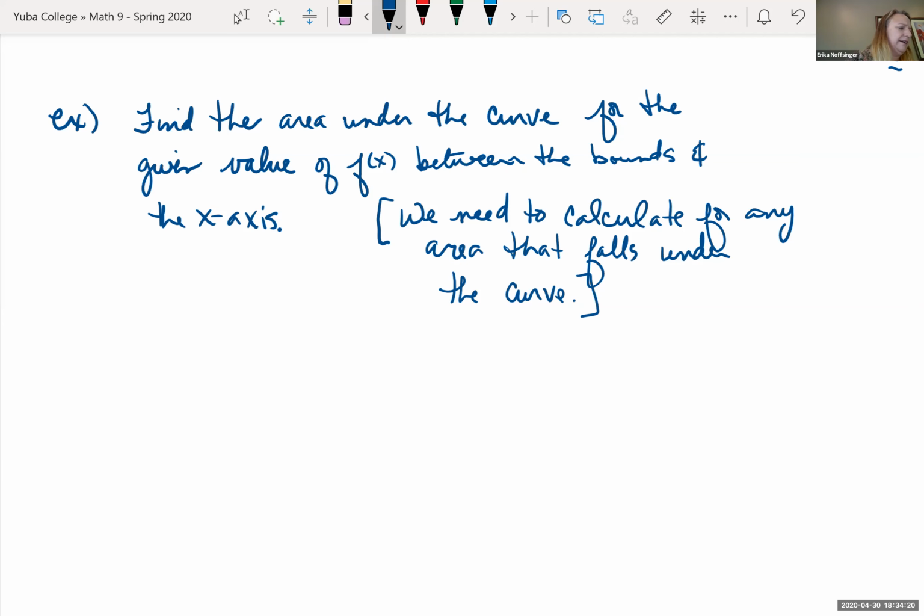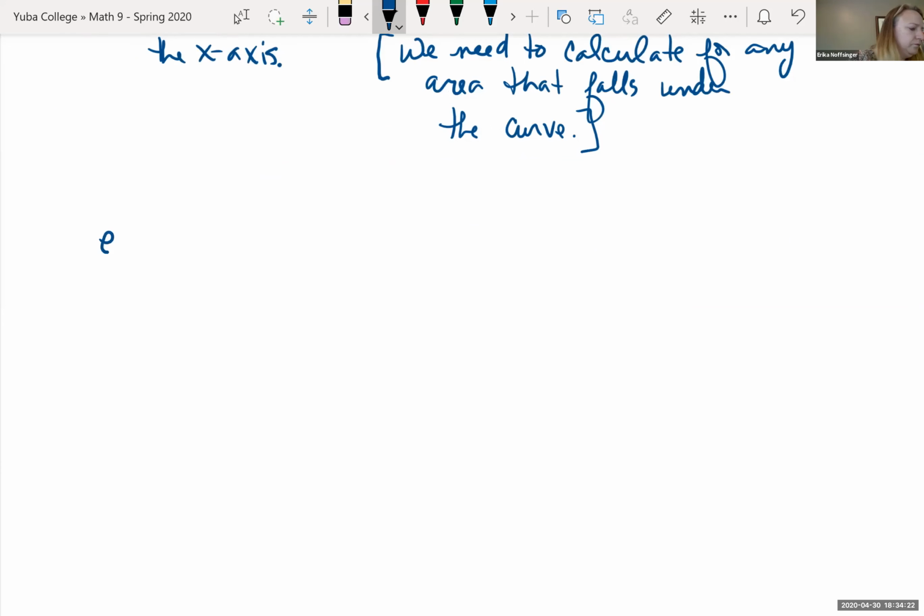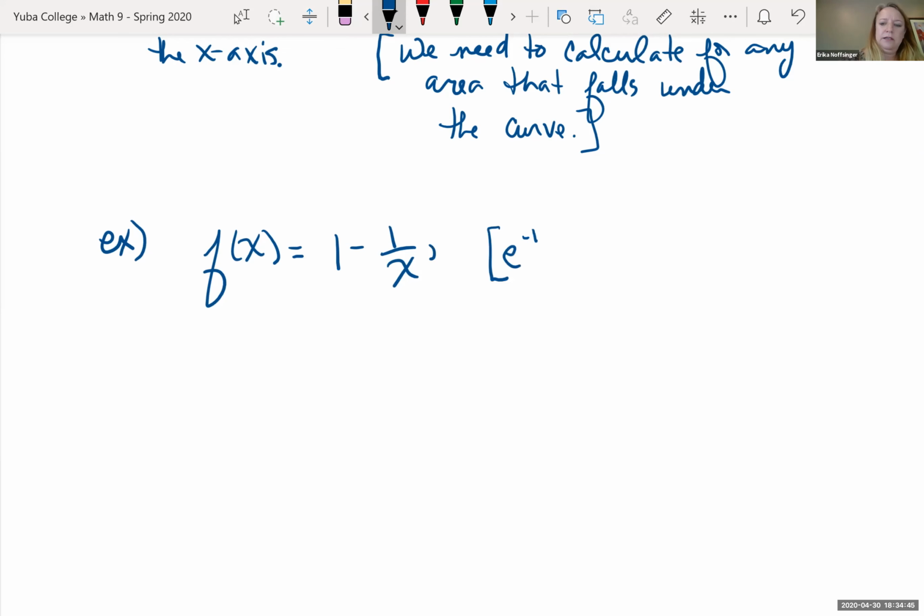Okay, let's look at what if you were looking at f of x is equal to 1 minus 1 over x, and we want to look at it between the bounds of e to the negative 1 and e. So we want to look at what the graph of 1 minus 1 over x is.